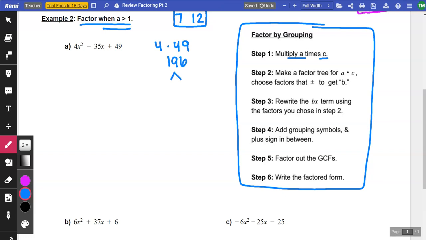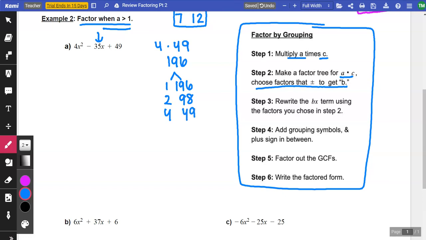Then we need to make a factor tree for a times c and then choose factors that add or subtract to get b. So we need factors of 196 that will add or subtract to get us this -35. So the very first factor of 196, of course, is 1 times 196. It's even, so I know that 2 goes in. 2 times 98. Let's see if 3 goes in. Nope. 196 divided by 4. 4 and 49.